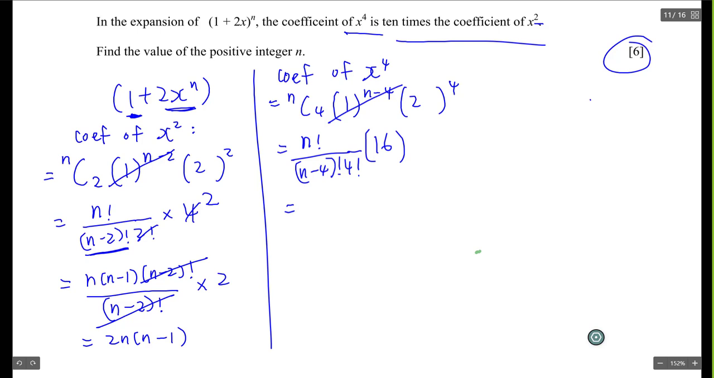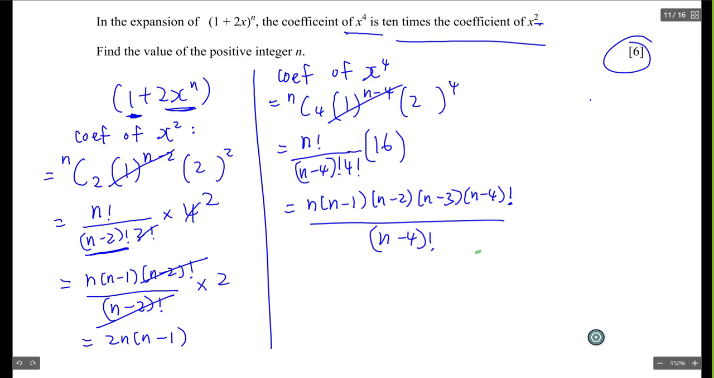So this one I will expand until n minus 4. n minus 1, minus 1 again, n minus 2, minus 1 again, n minus 3, minus 1 again, n minus 4. Then I stop it with factorial over n minus 4 factorial. And then we have 4 factorial. 4 factorial typed in the calculator should be 24. And then multiply 16.